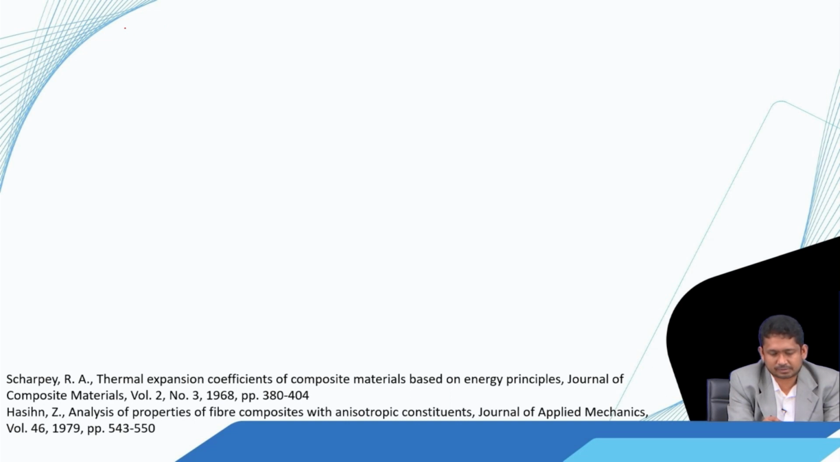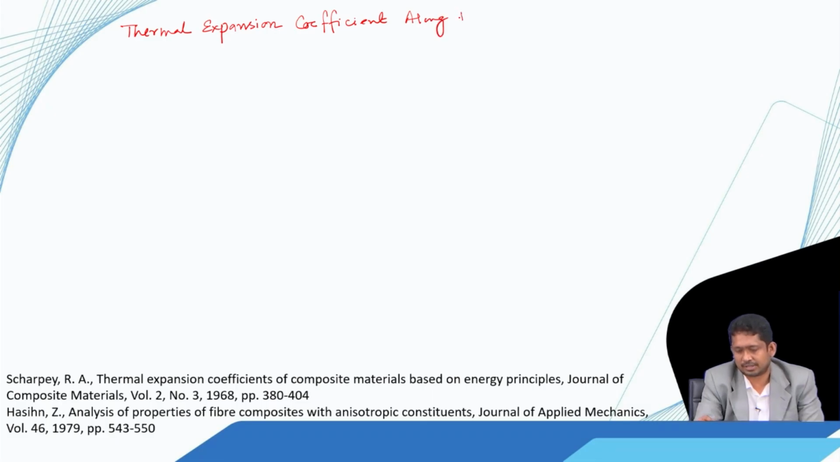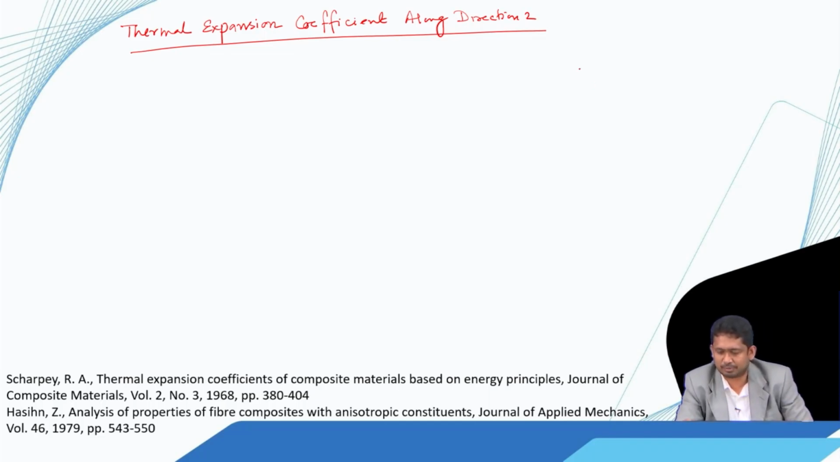So, the thermal expansion coefficient along direction 2. Direction 2 means the transverse direction. For that we will again follow the same approach that we used for finding E2. First we will find it using the mechanics of materials based approach.